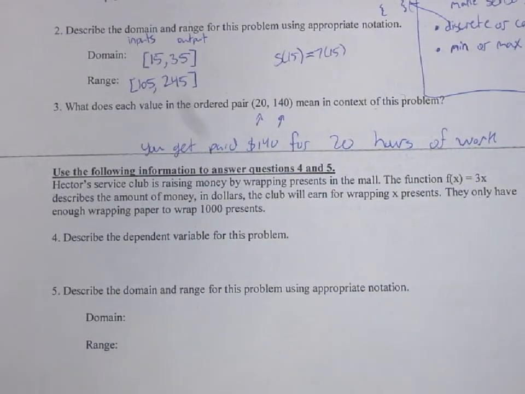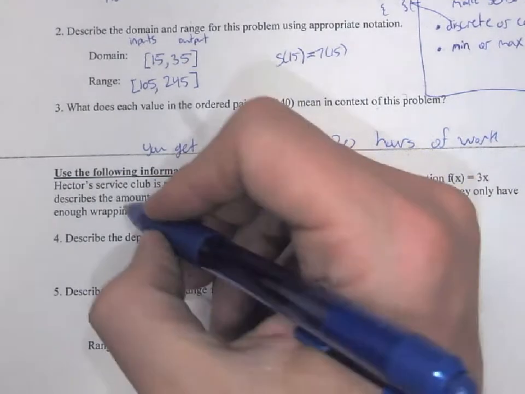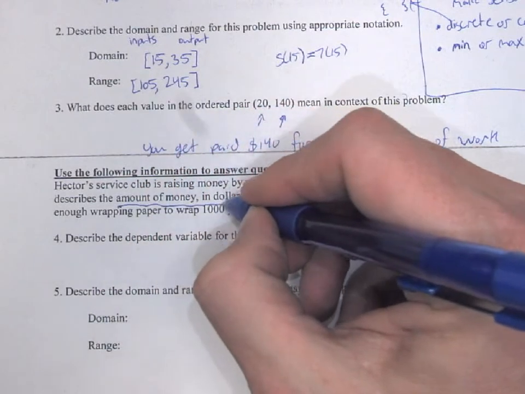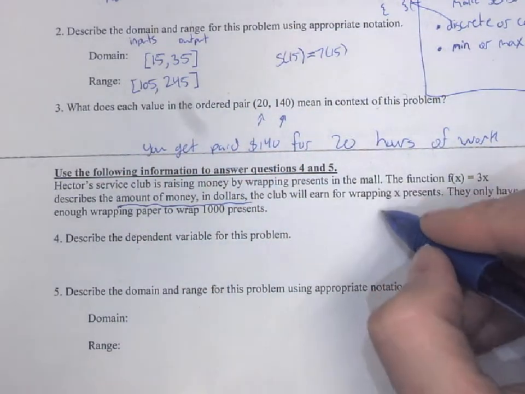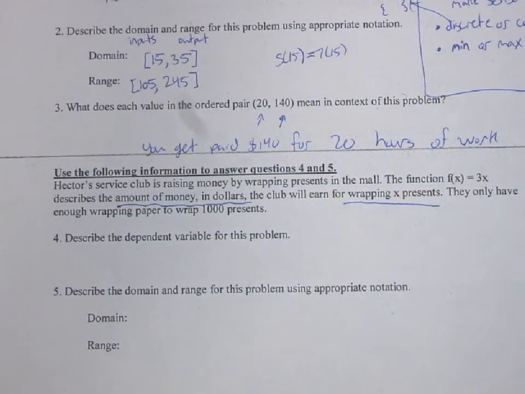All right, Hector's Service Club is raising money by wrapping presents in the mall. The function f of x equals 3x describes the amount of money in dollars the club will earn for wrapping x presents. They only have enough wrapping paper to wrap 1,000 presents. Okay, so there's two things that are changing here, right? There's an amount of money in dollars, and there's the amount of presents. Both are going to change. Both are going to vary. What depends on what?